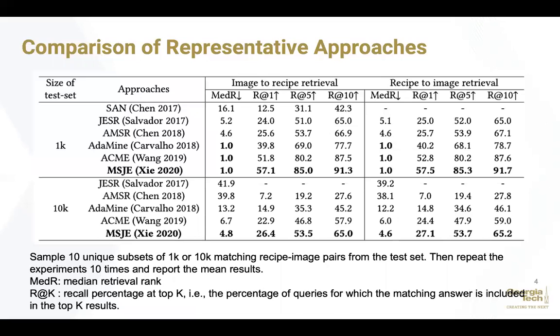Image-to-recipe retrieval and recipe-to-image retrieval are both evaluated in this work. We can see that the accuracies of most current works are quite low, and the NSJE significantly improves the performance.